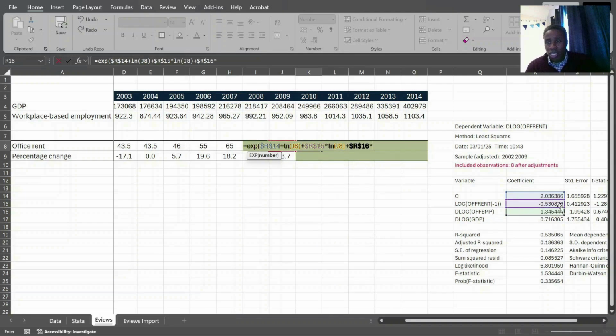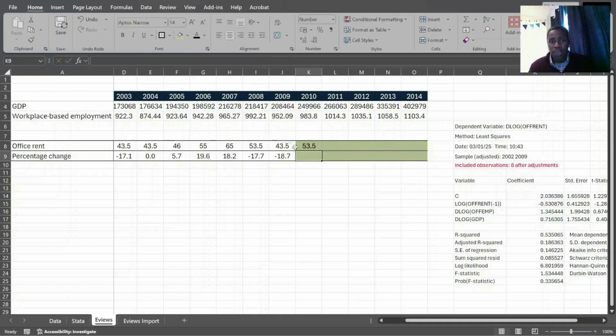Multiplied by, so that's the coefficient for office employment, multiplied by the log of office employment that same year divided by the previous year, plus the GDP variable multiplied by the log of GDP 2010 divided by 2009. And that is our new growth rate. So our new rental price, I should say. And so here we have it. I'm going to just copy that across 2010 to 2014, and also copy the growth rates across.